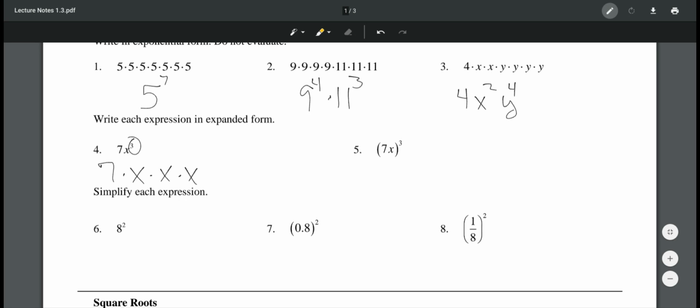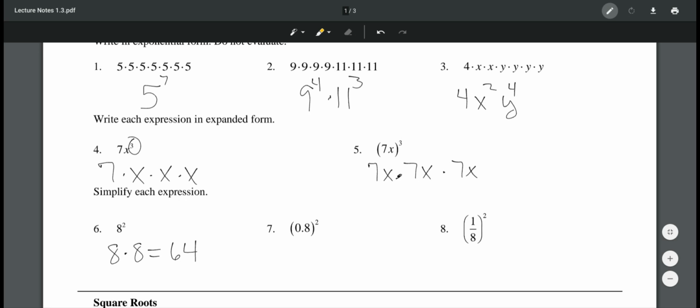Here, if you notice, we have parentheses around the 7x with the 3 on the outside. So that means everything in the parentheses, 7x times 7x times 7x, gets multiplied together. Now this time, they actually want us to simplify the expression. So 8 squared means 8 times 8, which is 64.